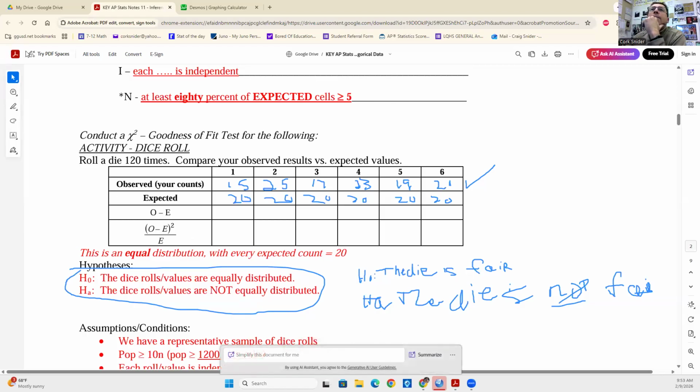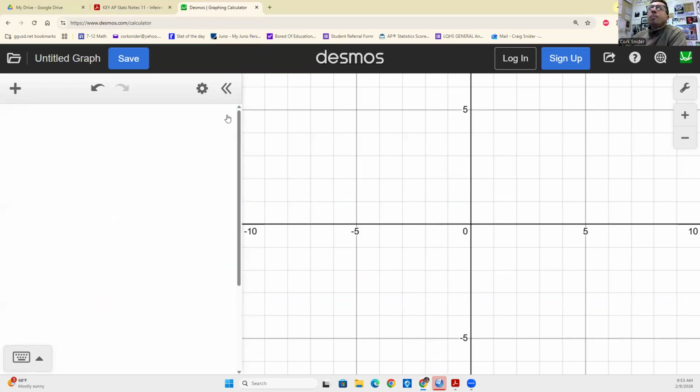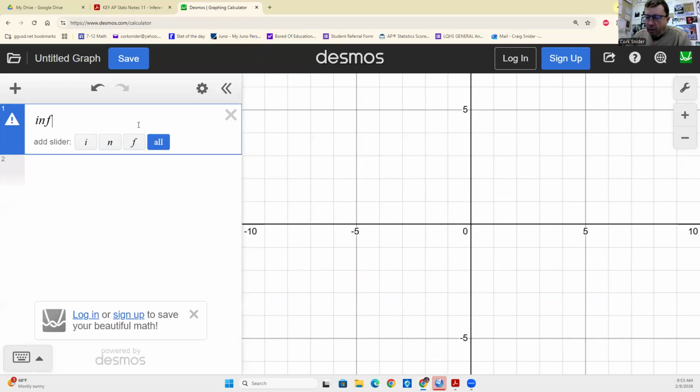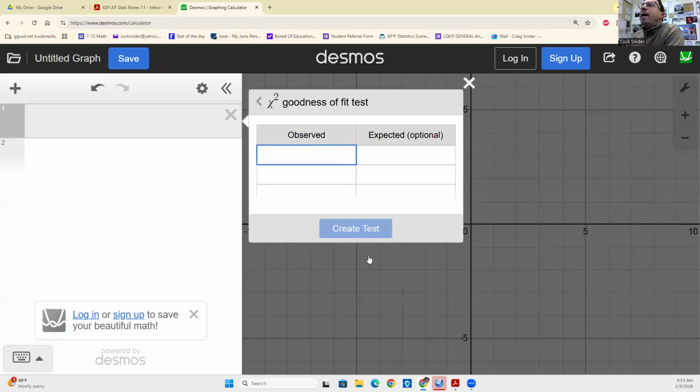Okay, so let me get, let's see here. If I can get a different color here. No, they're fine. All right, so we got the H0 HA. We got the conditions. Now we're going to run the test. To run the test, we're going to go to Desmos. Okay, so let me clear all of these numbers. Okay, clear all drawing. Go to Desmos. I'm going to type in the word inference. I'm going to go to goodness of fit.